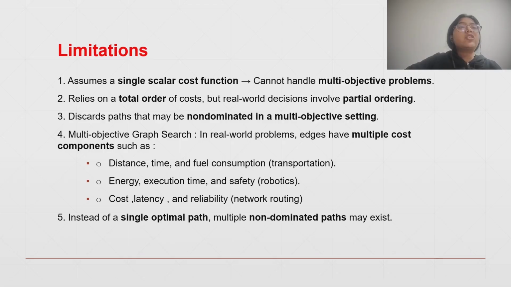So, the limitation of A star is that it assumes a single scalar cost function and cannot handle multi-objective problems. It may discard paths that are non-dominating in multi-objective settings. A non-dominating solution is a solution where no other solution is strictly better in all objectives. Instead of a single optimal path, multiple non-dominating paths may exist.